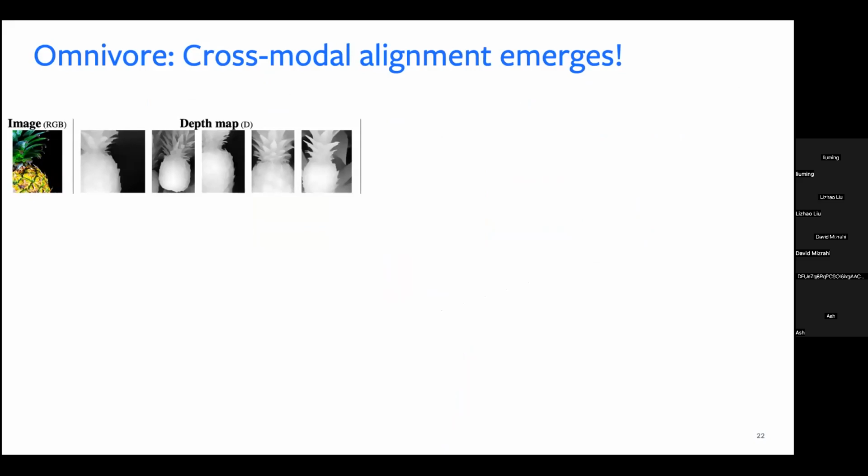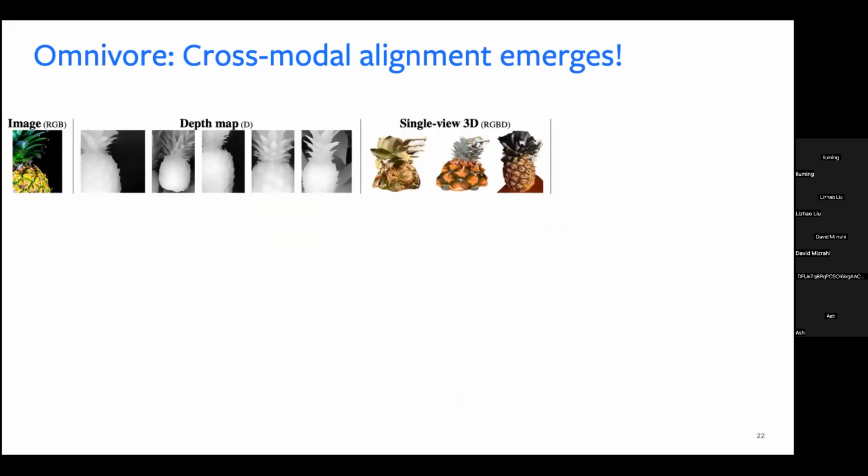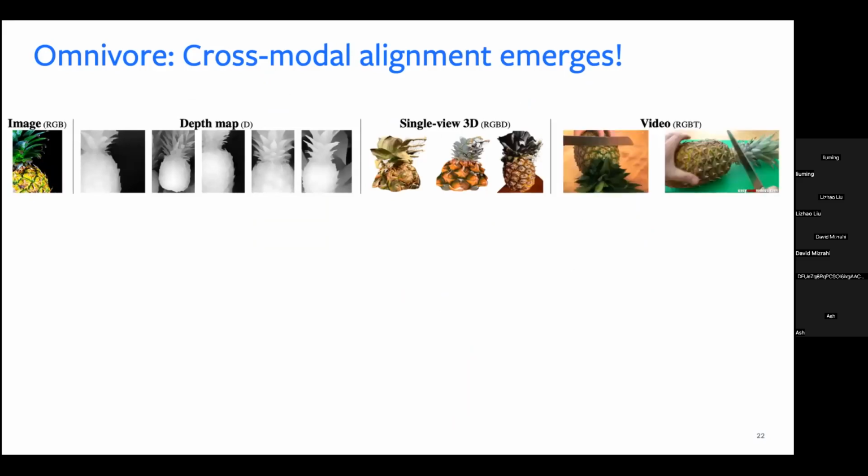retrieval. The same thing holds for single view 3D when you are looking at RGBD. And the same thing also holds for video. So it's basically able to get videos of this exact thing. And note again that the model was not trained to do any of this. It's just falling out of it because it's using shared parameters.